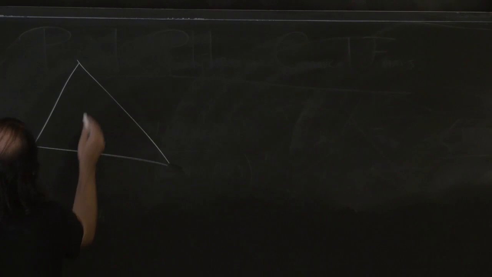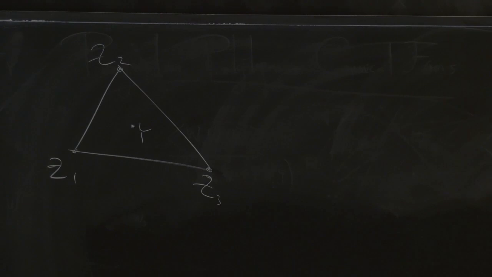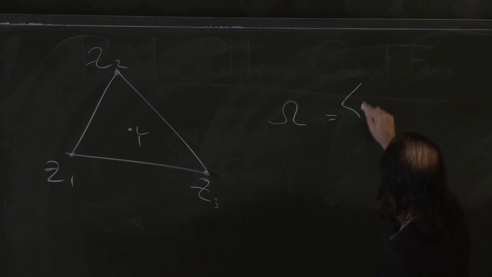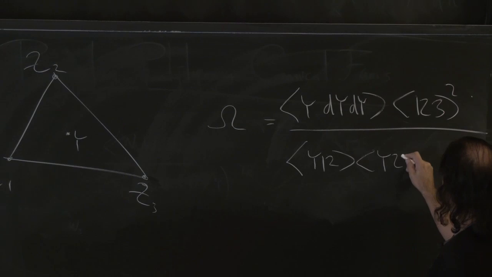So if you give me these vertices, and now y is a point in here somewhere. I now want a form in this space where y is a point. I want the canonical form for this triangle. The canonical form for this triangle would be y dy dy over y 1 2, y 2 3, y 3 1 squared. Right? That's just what we saw.